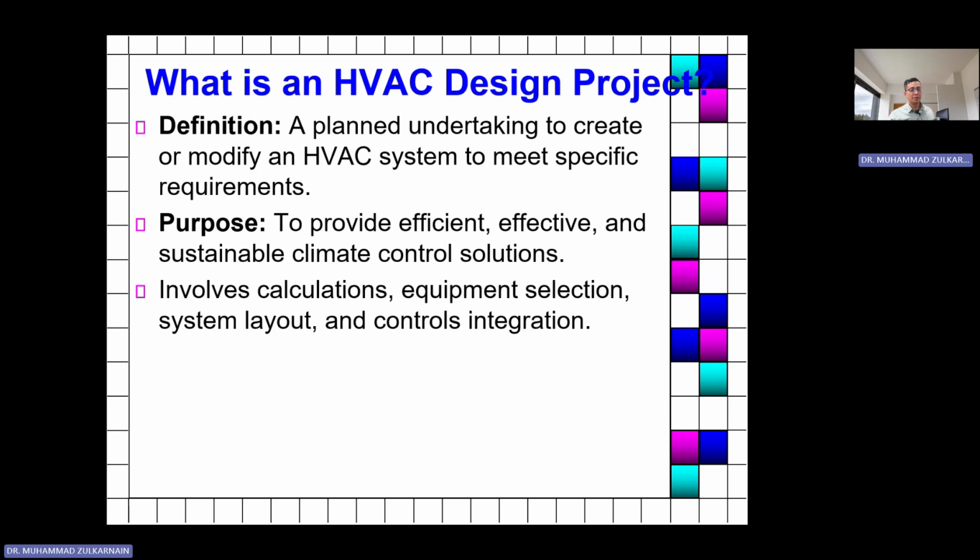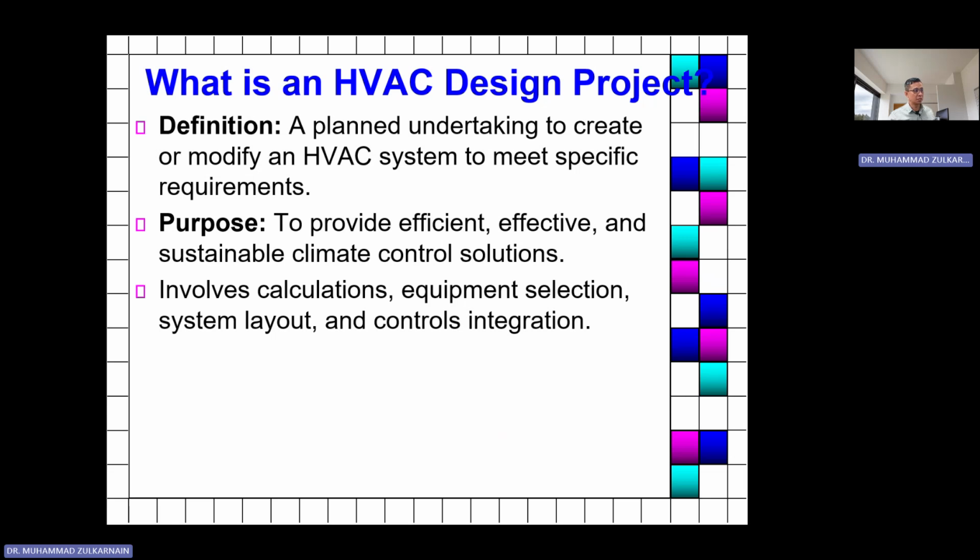Even though we want to control the air conditioning in a certain zone, we also consider energy saving, to save operational cost. So the operational cost should be as low as we can design. It involves calculation, requirements, selection, system layout, and control integration.